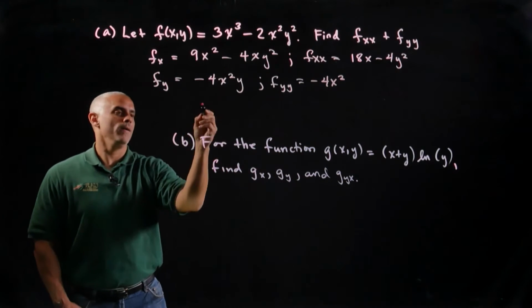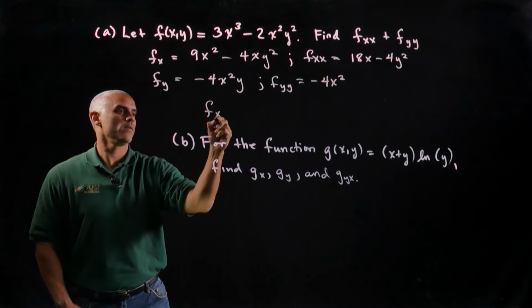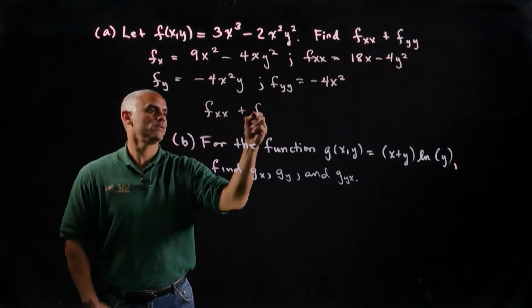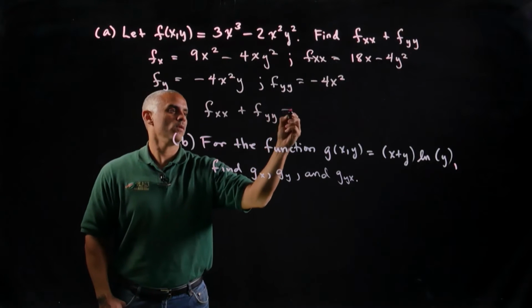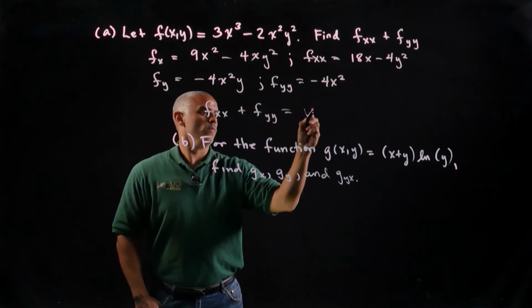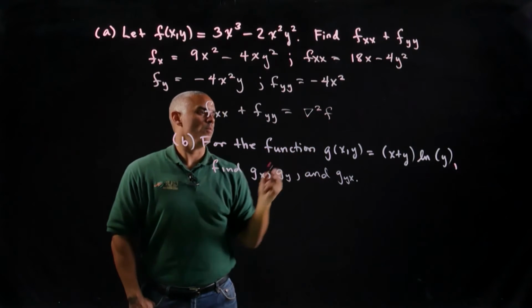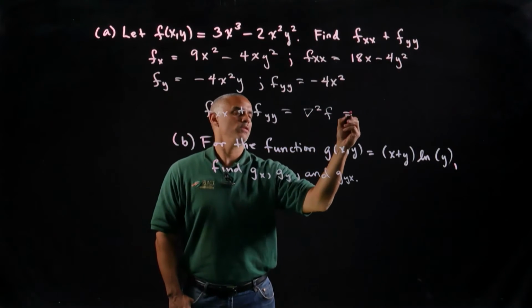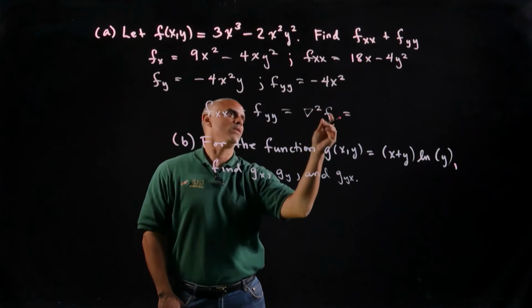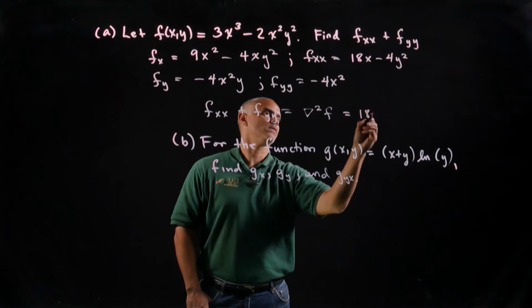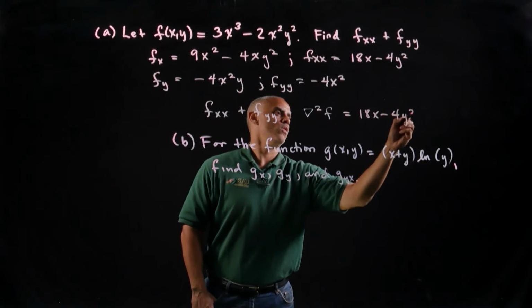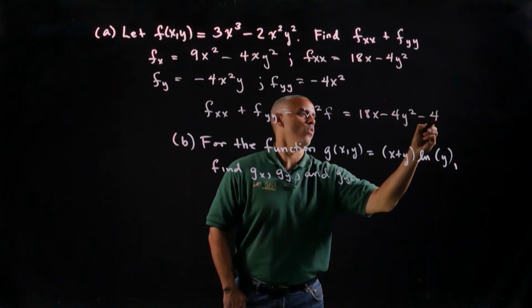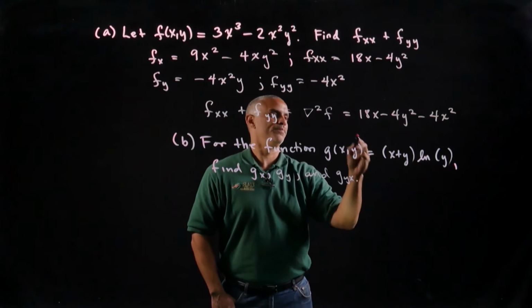And now if I join these terms together, my fxx plus fyy, which is also called, let's say, the Laplacian of f, which is just a term I'm throwing out there. But if I just gather my terms together, fxx and fyy, I get 18x minus 4y squared minus 4x squared.